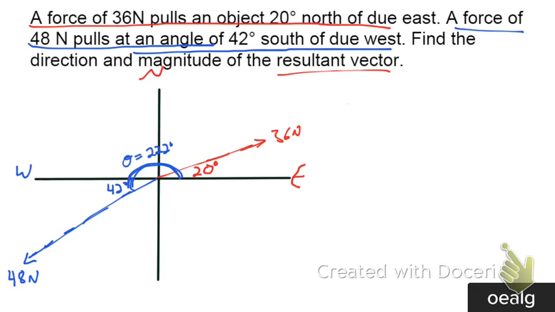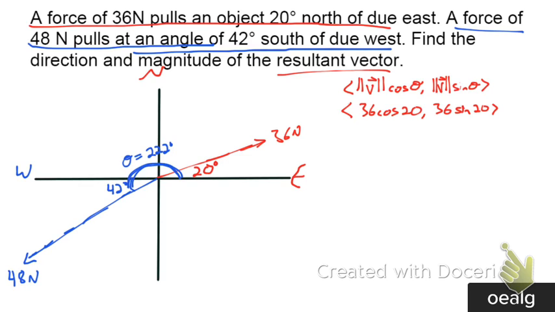So first off, I need to find the component form of this red vector. Then I need to find the component form of this blue vector. Then I'm going to add them. There's going to be a lot of calculations involved here. To find the component form of the red vector, I can do the magnitude of the vector times cosine theta for the horizontal component, and the magnitude of the vector times sine of the angle for the vertical component. So for this red vector, that's going to be 36 cosine 20, and 36 sine 20.